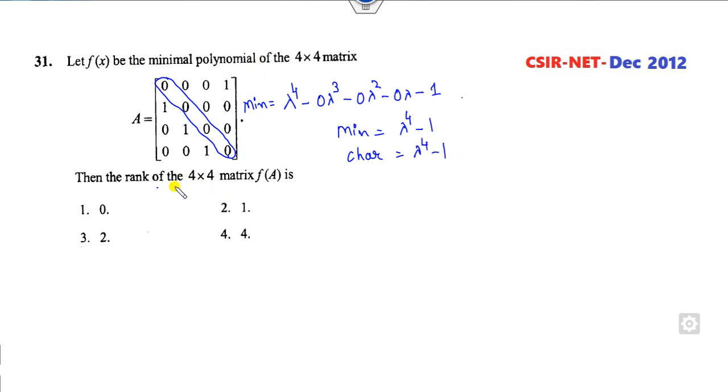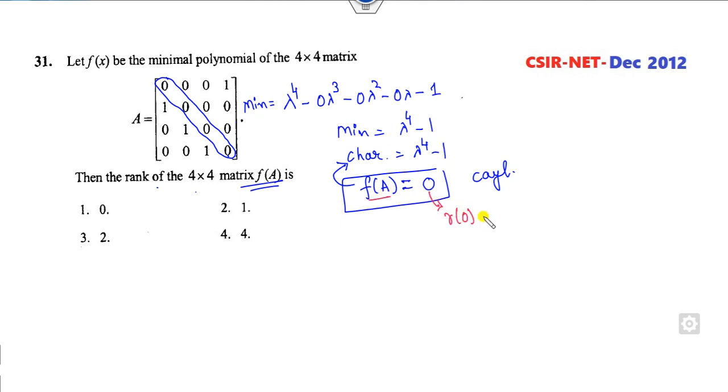If f of x is the minimal polynomial, then what is the rank of f of A, the 4 cross 4 matrix? So what is f of A? If this is the characteristic polynomial of f of x, then f of A will be 0 by the Cayley-Hamilton theorem. These both are same. What is the rank of this 0 matrix? It's 0. So the rank of f of A is also 0. Once you know the characteristic equation, by the Cayley-Hamilton theorem it's satisfied, so f of A must be 0.